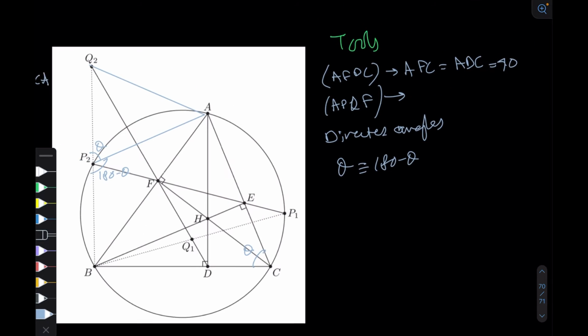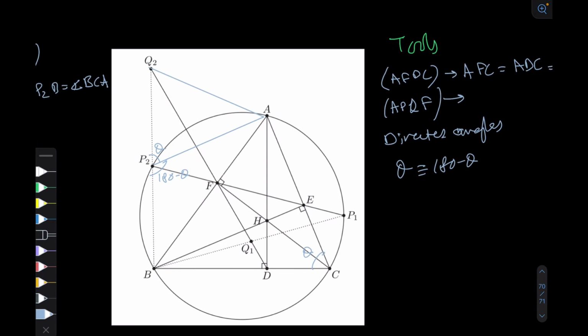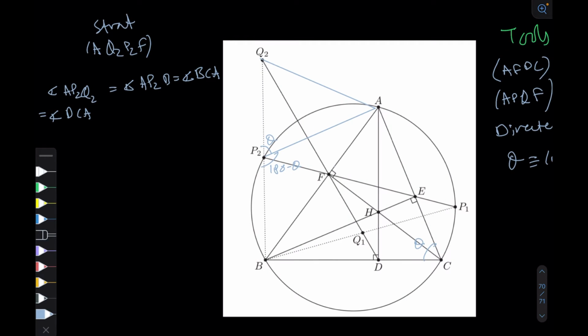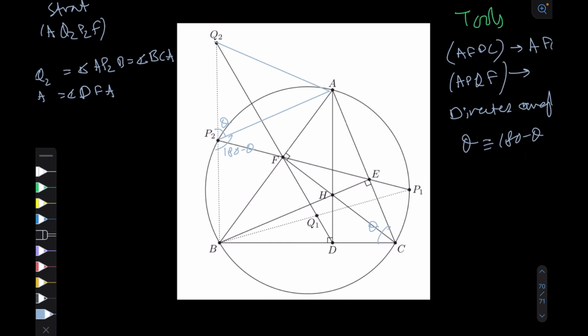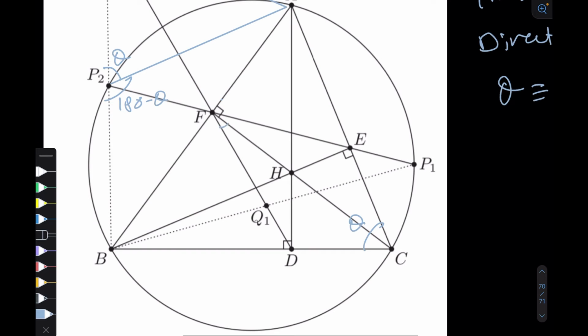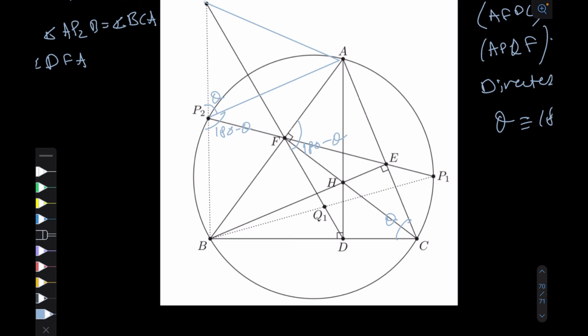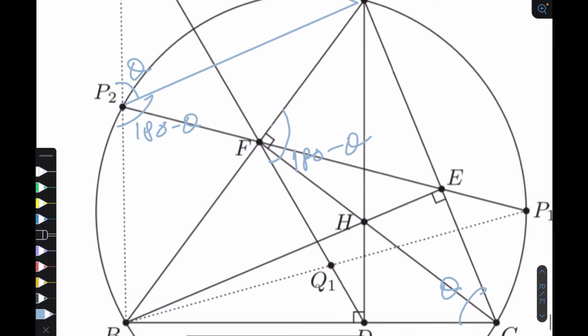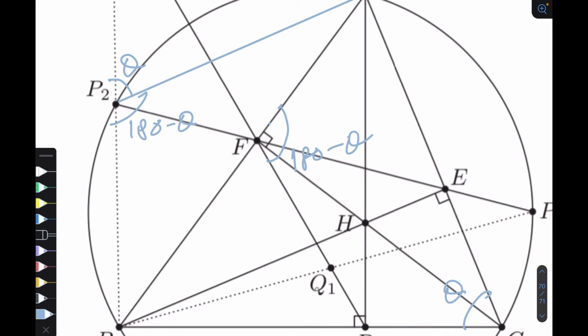Now here upon the tools we saw that AFDC is a cyclic quadrilateral. So if AFDC is a cyclic quadrilateral, then DCA plus DFA should add up to 180. So basically, if this is theta, then this is 180 minus theta. Now we're pretty much done, because if this is 180 minus theta, and of course a straight line is 180 degrees, then this is theta.